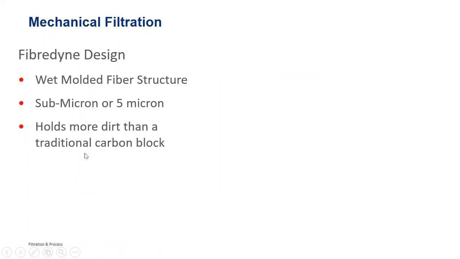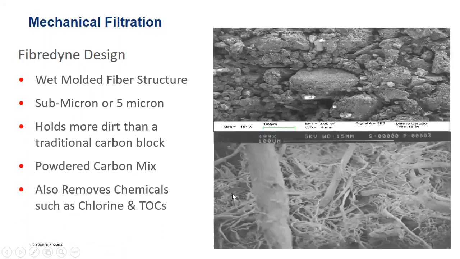But essentially, we're creating a massive briar patch of material that the water has to flow over and around and through, leaving as much debris as possible and creating lots of paths to get through. And these are available in sub-micron and 5 micron. They hold significantly more dirt than a carbon block and have less pressure drop over time. We add all sorts of mixes to these slurries as we make these filters. We have powdered carbon mixes. We have specially select resins that get added to it. But at the end of the day, this is basically a mechanical filter that we upgrade with those other additives.